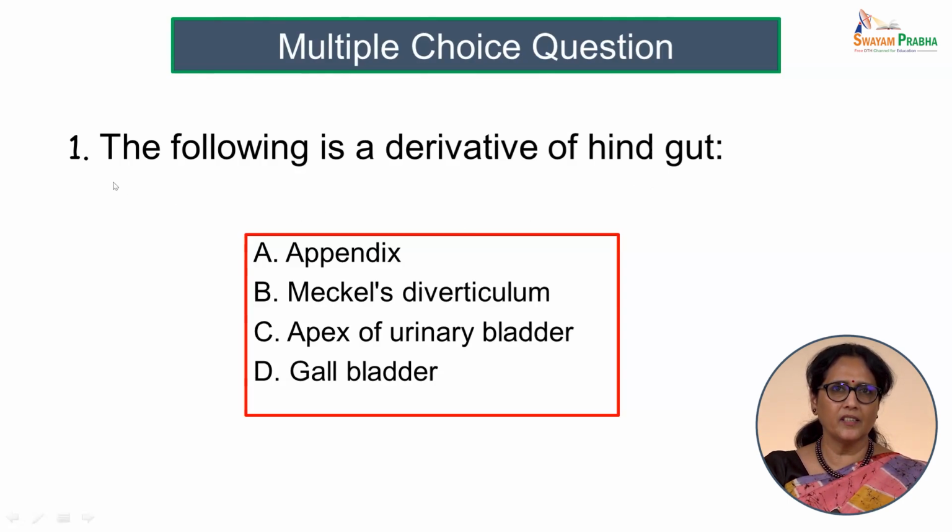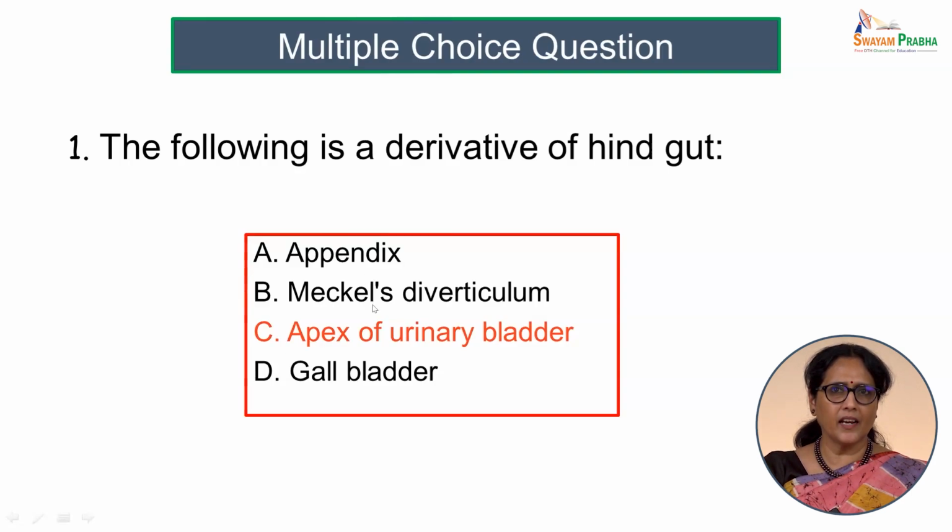The first question is, the following is a derivative of hindgut, and the options are A. Appendix, B. Meckel's diverticulum, C. Apex of urinary bladder, and D. Gallbladder. And the response to this question is C. Apex of urinary bladder.